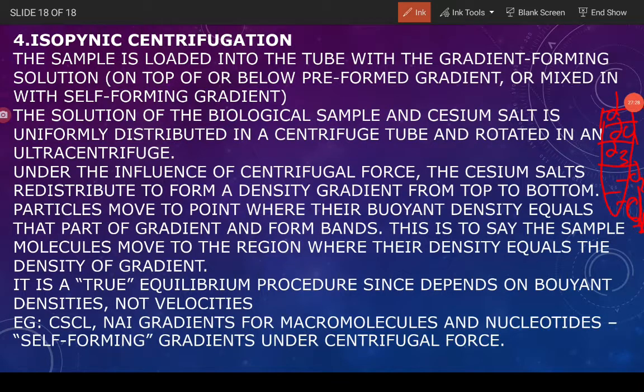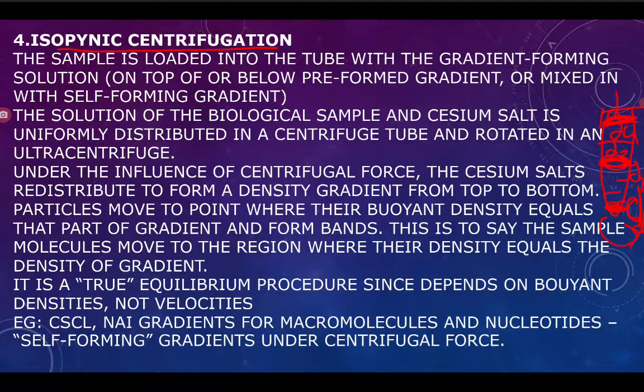So the cesium salts are differentiated according to their densities, and the biomolecules are given into it and rotated. The molecules which have density equal to D3 will sediment here and form a band. The molecules which have density equal to D1 will sediment here and form a band. Density equal to D5 will sediment here and form a band. So that's what happens in isopycnic centrifugation.